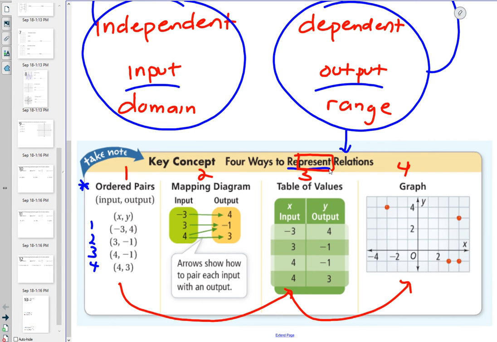And if you do know how to plot points, notice how the 4 points that you see plotted there are these exact 4 points as well. Now, the one that we probably have the least amount of exposure to is a mapping diagram. The mapping diagram might look like a table of values because they're both kind of arranged in columns, but what appears to be the difference between those two?